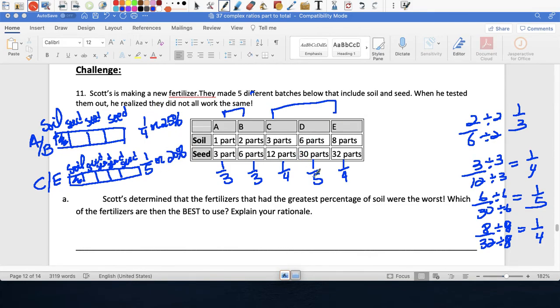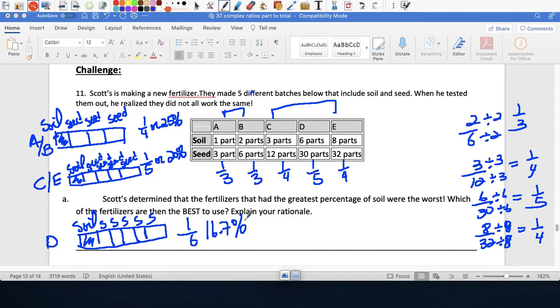And the last one is 1 out of 5, and that's fertilizer D. So imagine you have 1 part that's soil, and 1, 2, 3, 4, 5 that's seed. I'm just going to write S, 3, 4, 5. So there's 6 parts here, and 1 is made out of soil. Let's see what the percentage is. 1 divided by 6, and let's round it to 16.7%.